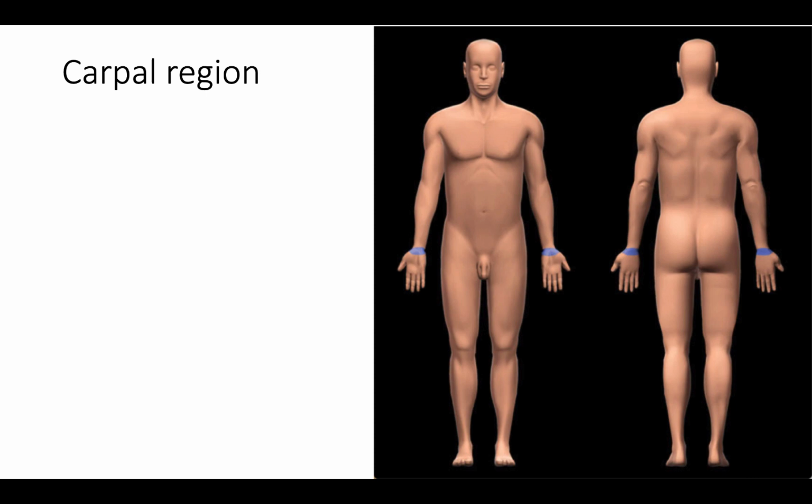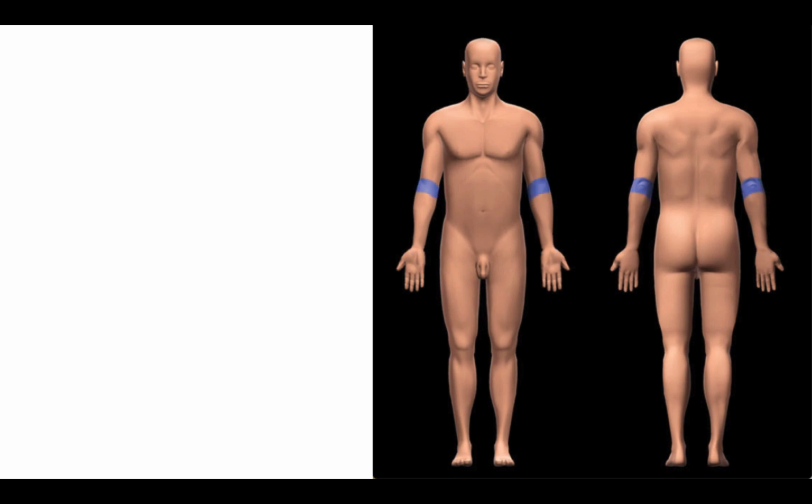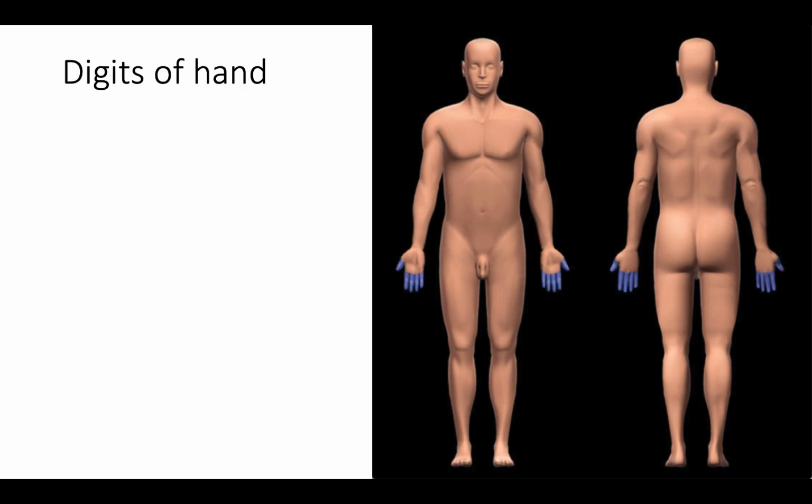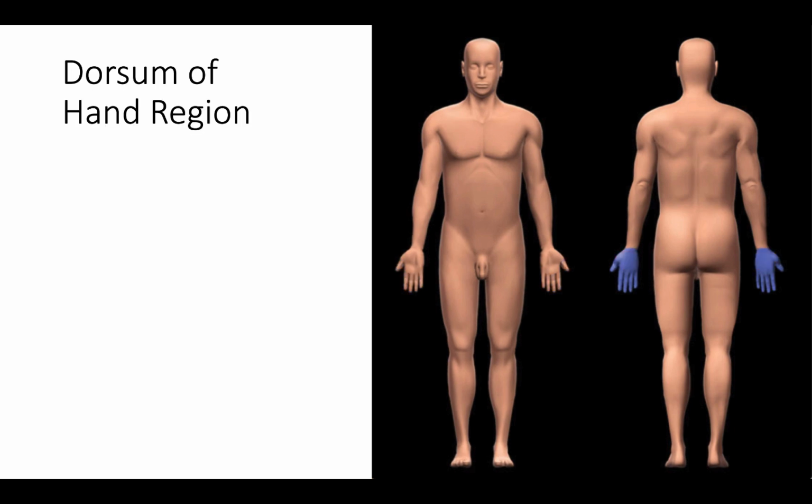The carpal region is your wrist area. The cubital region is the region around your elbow on the front and the back side. The deltoid region is that muscle area over the shoulder. The digits of the hand are the fingers and the thumb. The dorsum of the hand is on the posterior side of the hand. So dorsum of hand region is on the back side, the posterior side, if you're standing in the anatomical position.